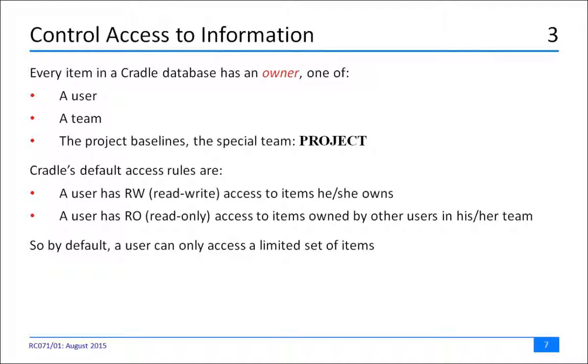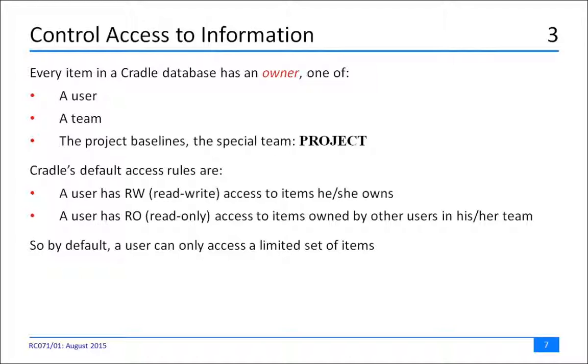Every item in a database has an owner, which is one of a user's username, a team name, or the project baselines. Items in baselines are owned by the special team name, project. Cradle's default access rules are: a user has RW, read-write, access to items he or she owns, and a user has RO, read-only, access to items owned by other users in his or her team. So by default, a user can only access a limited set of items.